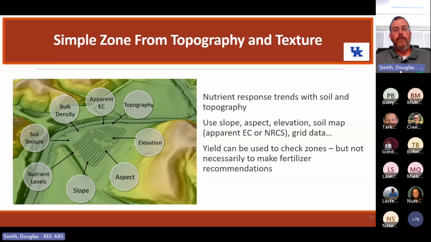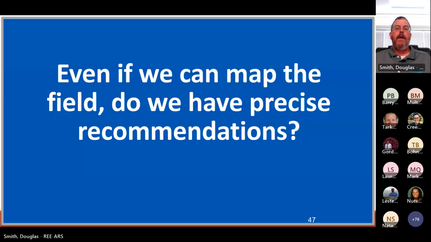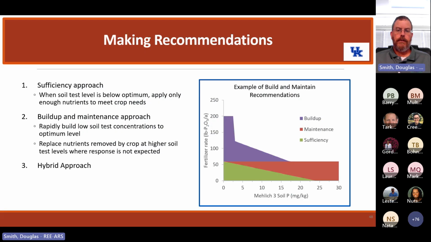It's not only the soil samples that are used to determine these zones. Many people will bring in information from some of the NRCS soils databases to look at topography and soil texture, slope or elevation, or different things to develop zones. So we also know that these are important in many aspects of fertility management. Even if we can develop the best possible maps, do we have precise recommendations?